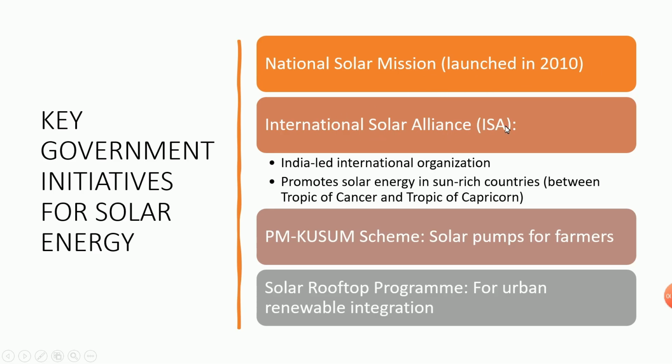Then International Solar Alliance, ISA. இது வந்து India led international organization. This promotes solar energy in sun-rich countries between the Tropic of Cancer and Tropic of Capricorn. So இது தெரியும்னு நினைக்கிறேன் உங்களுக்கு. So அந்த particular region அதுக்கு நடுவுல உள்ள நாடுகள்ல this one the solar energy is being promoted.